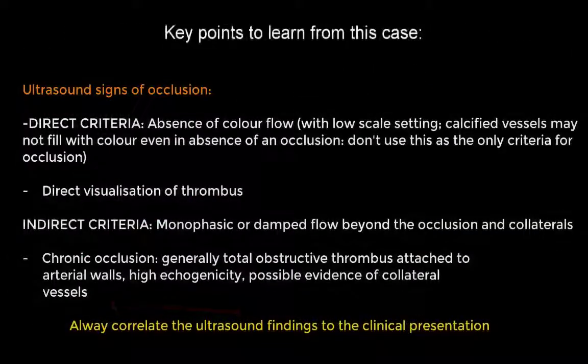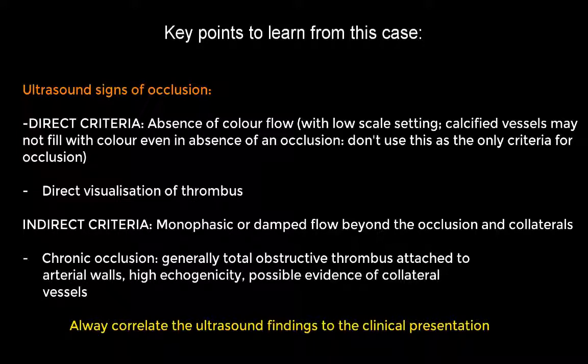In conclusion, there are direct and indirect criteria to determine the presence of an occlusion. Absence of color flow within the arterial lumen using a low color flow scale and direct visualization of thrombus represent direct criteria. The presence of monophasic or damped low velocity flow beyond the region of occlusion are indirect criteria and are suggestive of the presence of a proximal occlusion.